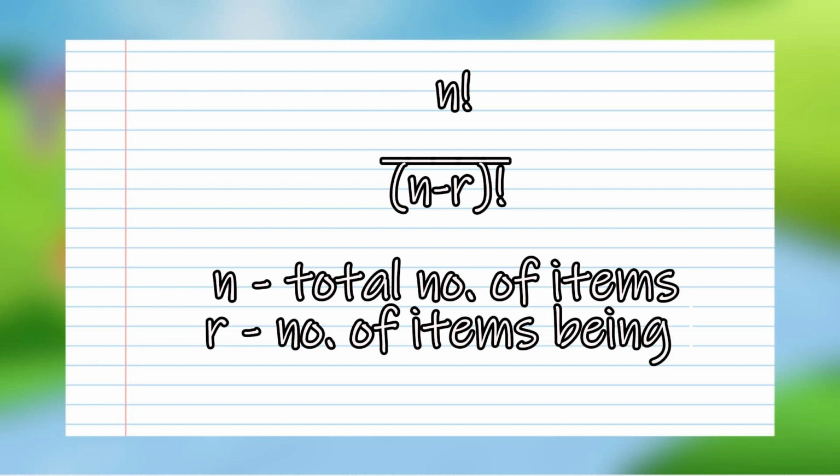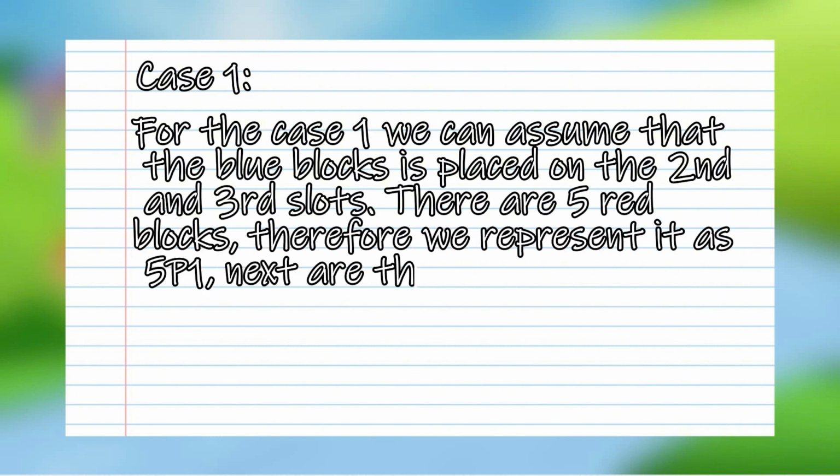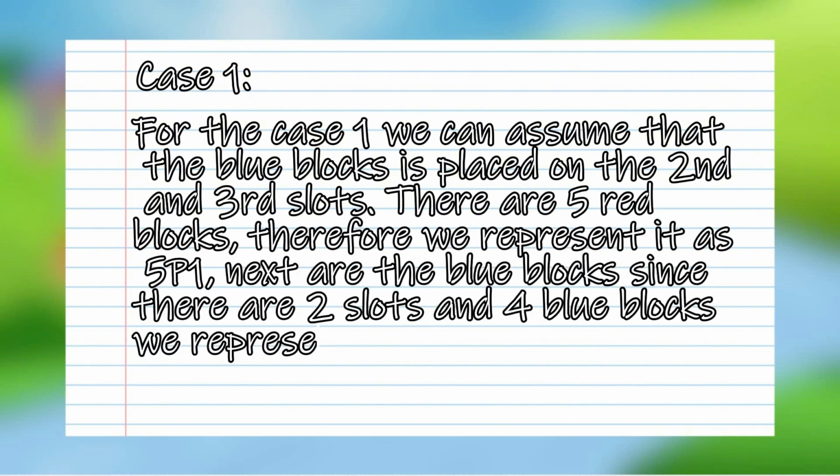Now, we will solve the problem using the permutation formula for each case. But first, let us solve for the values that we will be substituting into the problem. To get the value, we will be using the formula n factorial over n minus r factorial, where n is the total number of items and r is the number of items being selected. For case 1, we can assume that the blue blocks are placed on the second and third slots of the bridge. According to the condition, the first block must be red, and there are 5 red blocks. Therefore, we can represent it as 5p1.